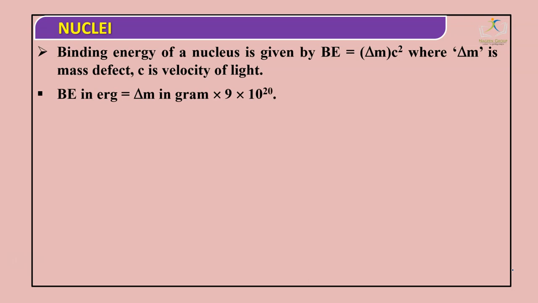Binding energy is in erg, where delta M is in gram and c square is 9 × 10^20. So what is the erg actually? Erg is the CGS unit of energy. Okay, and joule is the SI unit. Gram, again, is the CGS system.